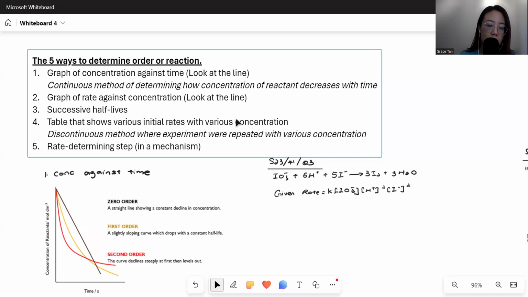Number 3, we're going to use successive half-life. Number 4 normally involves a table. And number 5, rate determining steps. So we'll go through all these 5. Now, let's look at the first method first.